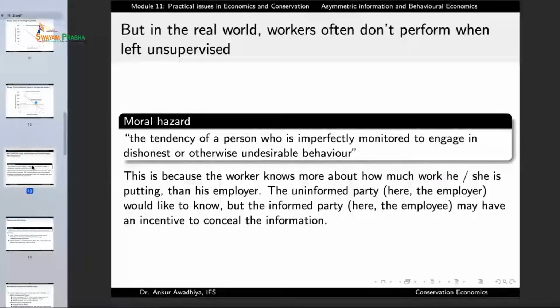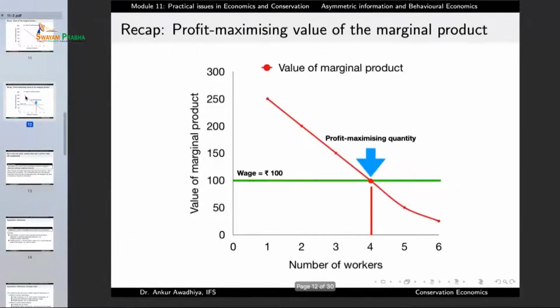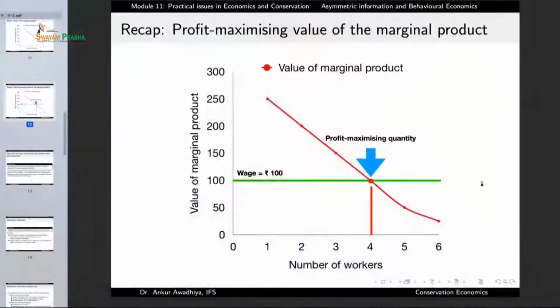Because in the real world, workers often do not perform when they are left unsupervised. So in this case, we are talking about four workers that should be hired to make the product. But in the real world, what we observe is that we do not only need these four workers, but we probably also need a supervisor. And probably also a supervisor to look after or supervise the supervisor. Now, why is that so?